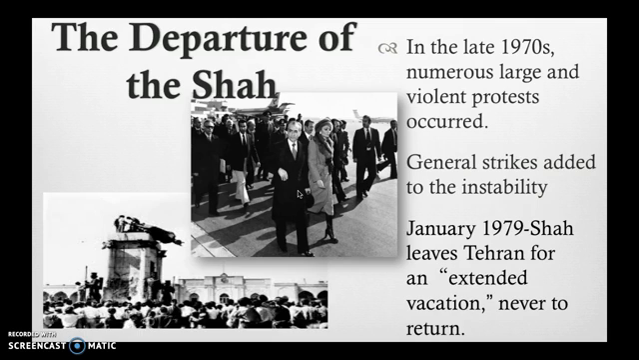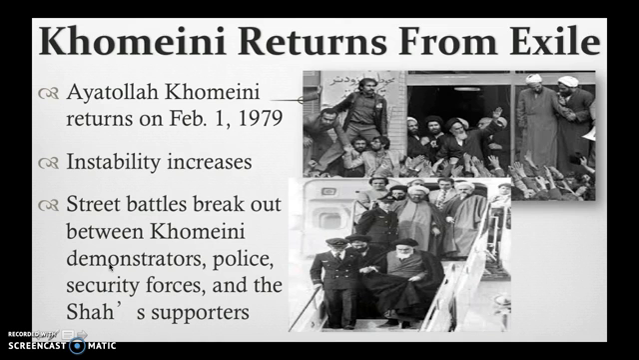In January 1979, Shah Pahlavi leaves Tehran, which is the capital of Iran, for an extended vacation, but he's never going to come back. That's a picture of him leaving, or actually probably landing in the United States, which we'll talk about in a little bit. Here's a picture of people knocking down his statues, which you'll see a little bit later.